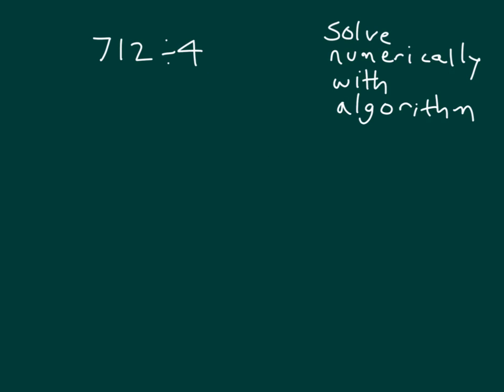The other way that we can look at these problems is with the algorithm, where we will solve it numerically. It's basically saying we will use that long division. We're dividing 712, we're dividing it by 4. We start in the hundreds place. 7 divided by 4 is what? Well, it's 1, because 1 times 4 is 4, and 7 minus 4 is 3. So there are 3 hundreds remaining.